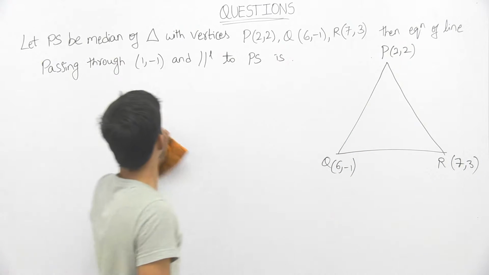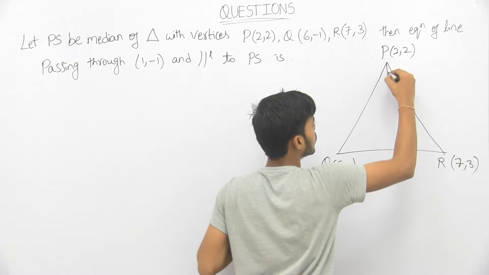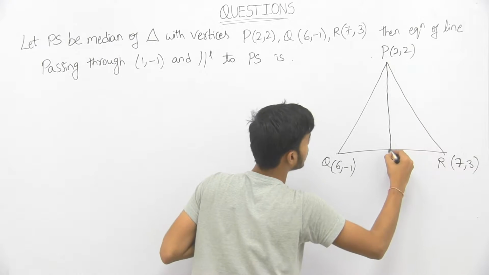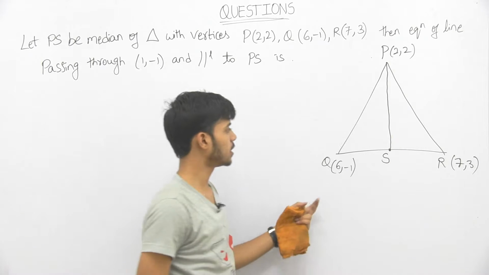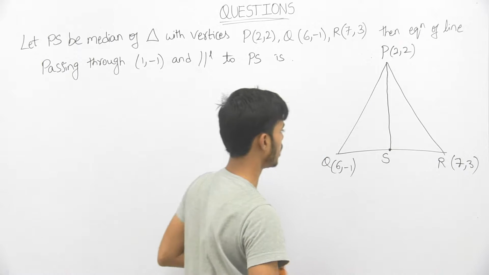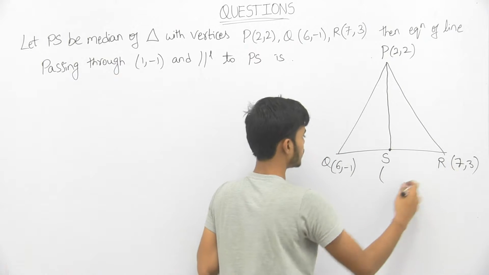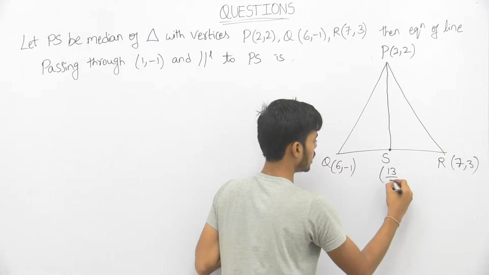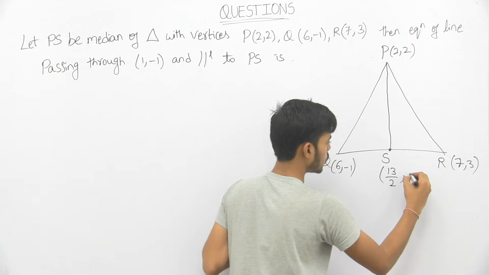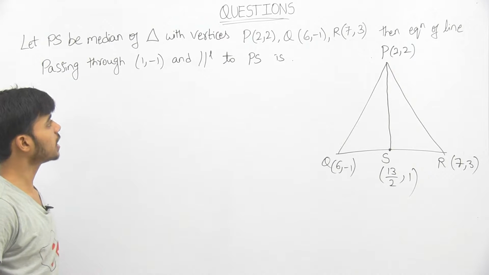So PS is the median. So this is the median and this point is S. We know median cuts the other end at its midpoint. So point S would be (6 plus 7), that is 13 by 2, and (-1 plus 3), 2 by 2 is 1. So point S is (13 by 2, 1).